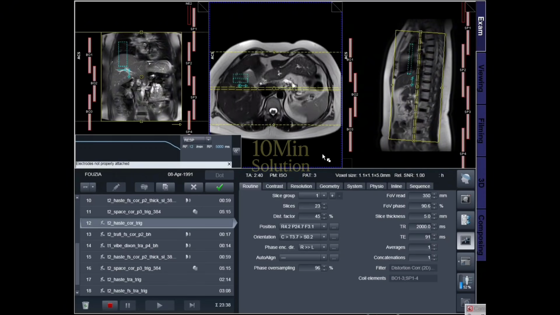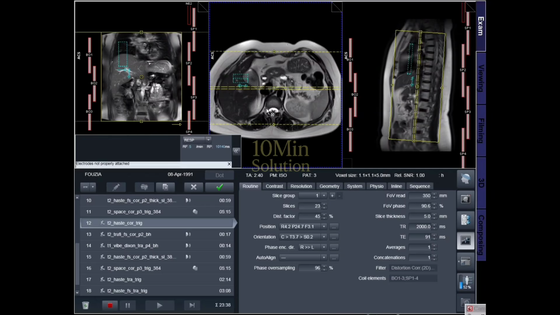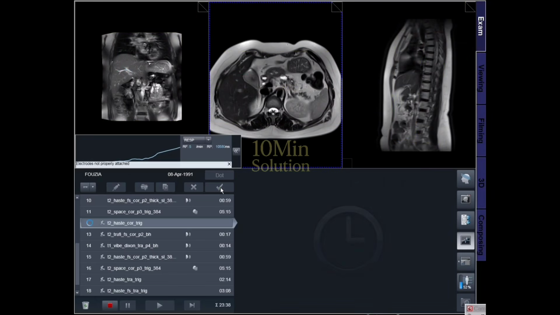Here, this is the GB. Okay, now everything is fine. Now apply. Now the next is T2 TRUFI, FS coronal, manual voice.